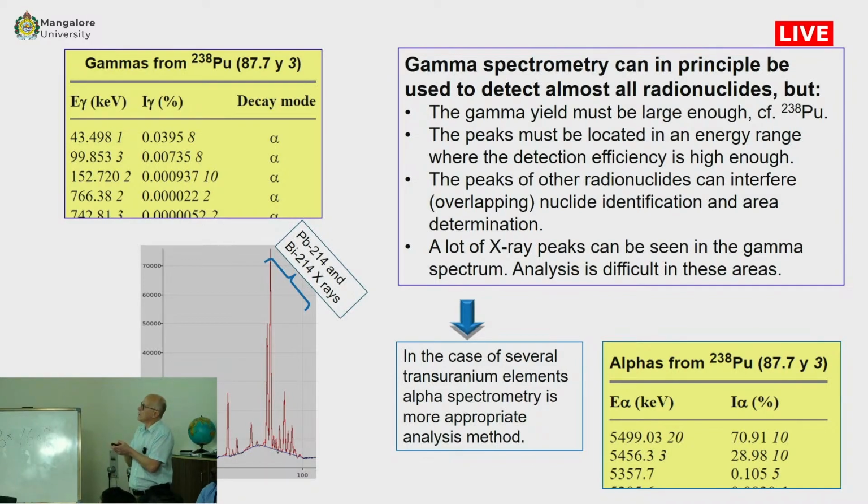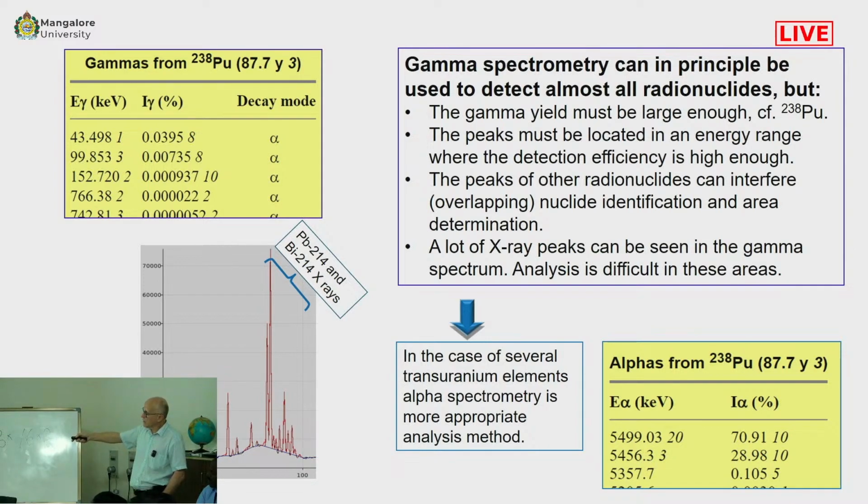So, the advantage of gamma ray spectrometry is that in principle it can be used to detect almost all radionuclides, but there are some exceptions. The gamma yield must be large enough. For example, in the case of plutonium-238, the yields are very small, so it's quite difficult to detect plutonium-238. However, alpha spectrometry is much better.